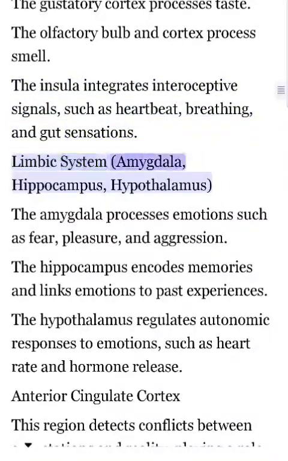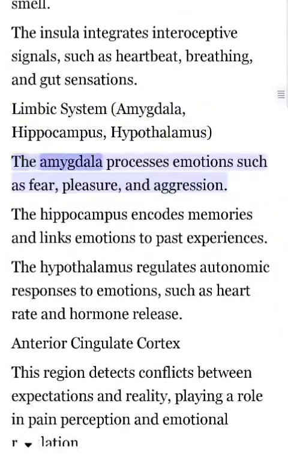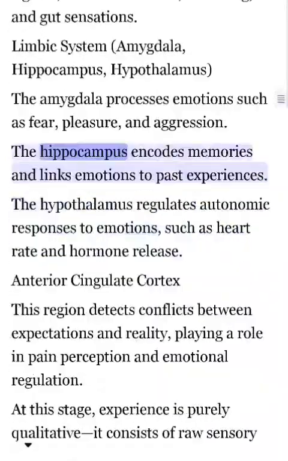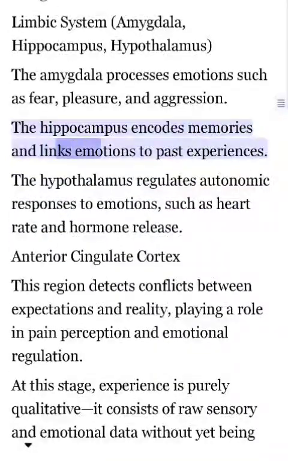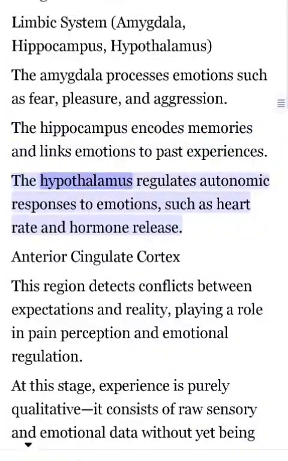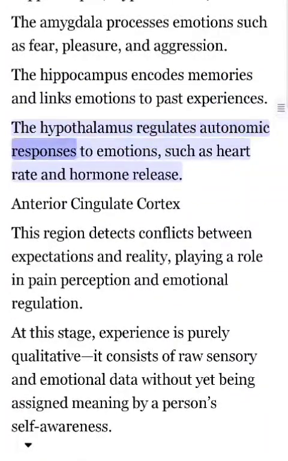Limbic system: amygdala, hippocampus, hypothalamus. The amygdala processes emotions such as fear, pleasure, and aggression. The hippocampus encodes memories and links emotions to past experiences. The hypothalamus regulates autonomic responses to emotions, such as heart rate and hormone release.